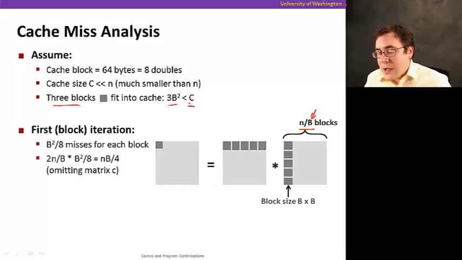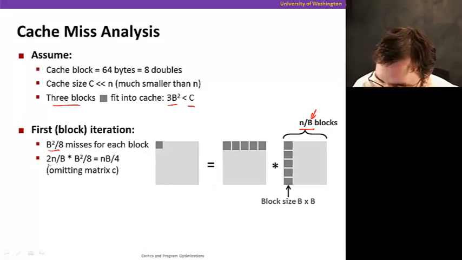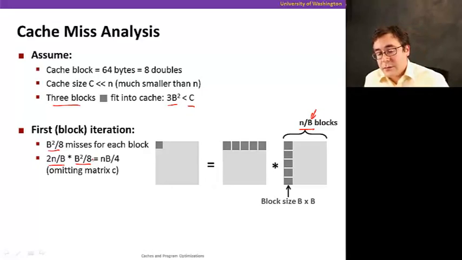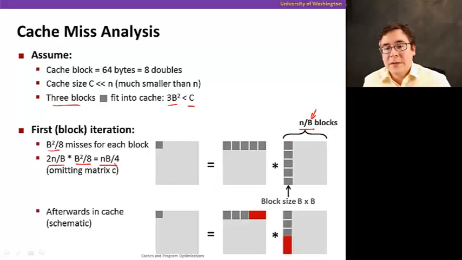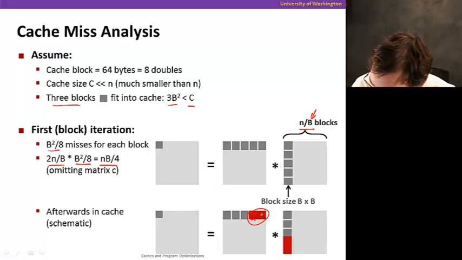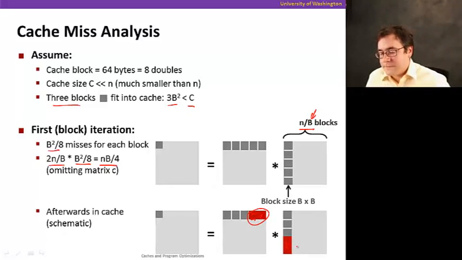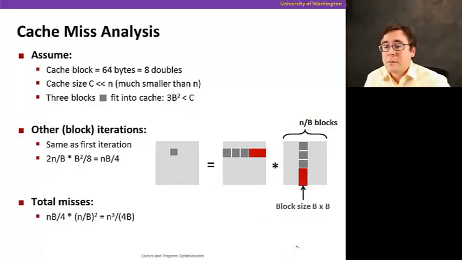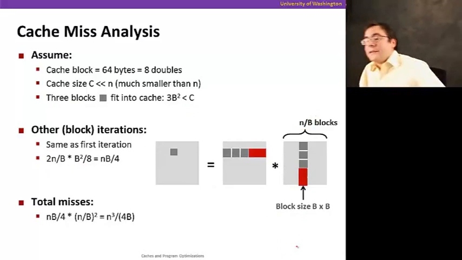So now we're going to have b squared over 8 misses for each block, right? And so when we add this up, we're going to have 2n over b times b squared over 8, which ends up being nb over 4 misses. So now, after we're in the cache, all of these blocks that we access happen to still fit in the cache. Isn't that cool? Great. So now this is the first iteration.